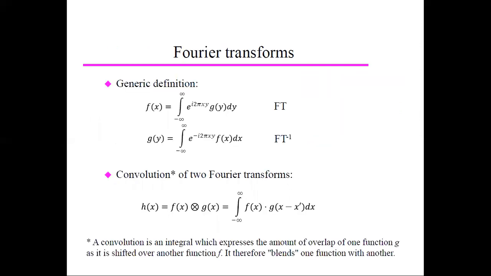This is a Fourier transformation. The normal equation in mathematical terms: f of x is equal to the integral from minus infinity to plus infinity of e to the power i 2 pi x y times g of y dy. Similarly for g of x, this is a convolution of two Fourier transformations. After summation, we get the integral from minus infinity to plus infinity of f of x' times g of x minus x'. This is a convolution integral, which expresses the amount of overlap of one function g as it is shifted over another function f. It blends one function with another.